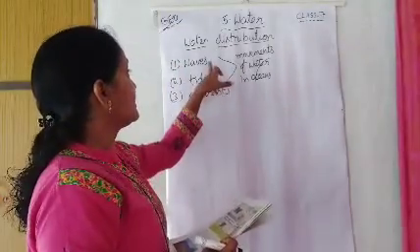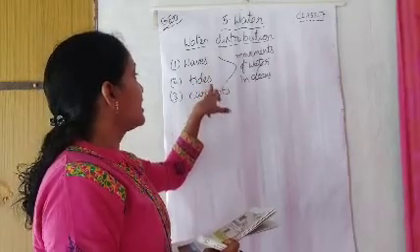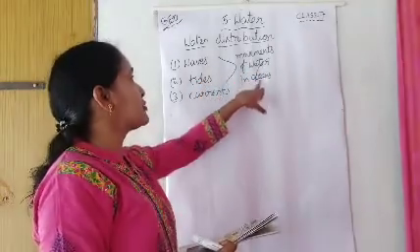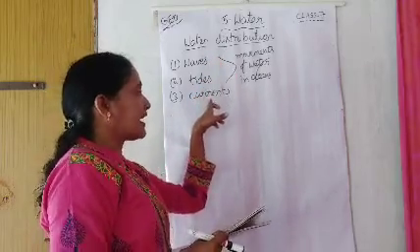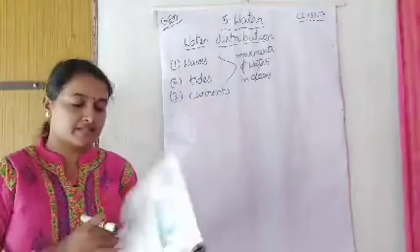What are the three types? Waves, tides. The movements of water in oceans are broadly categorized into three types. One is waves, second one is tides, and third one is currents.